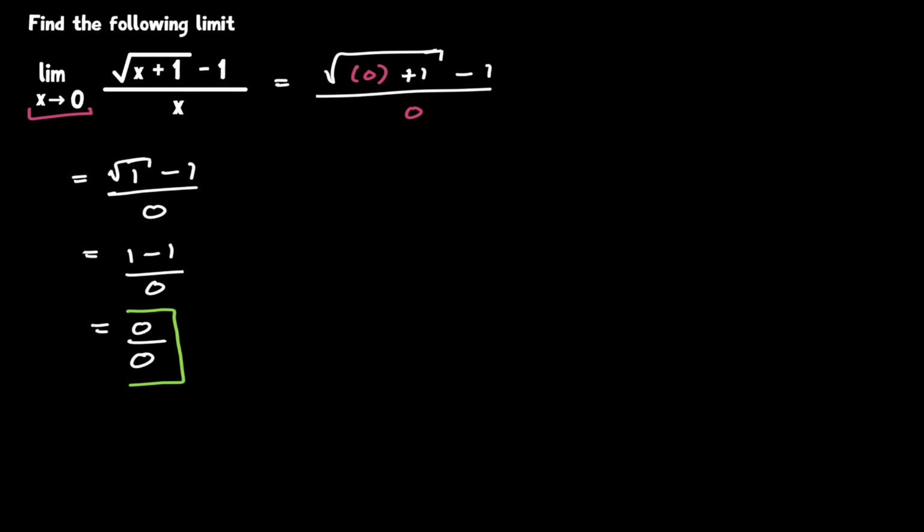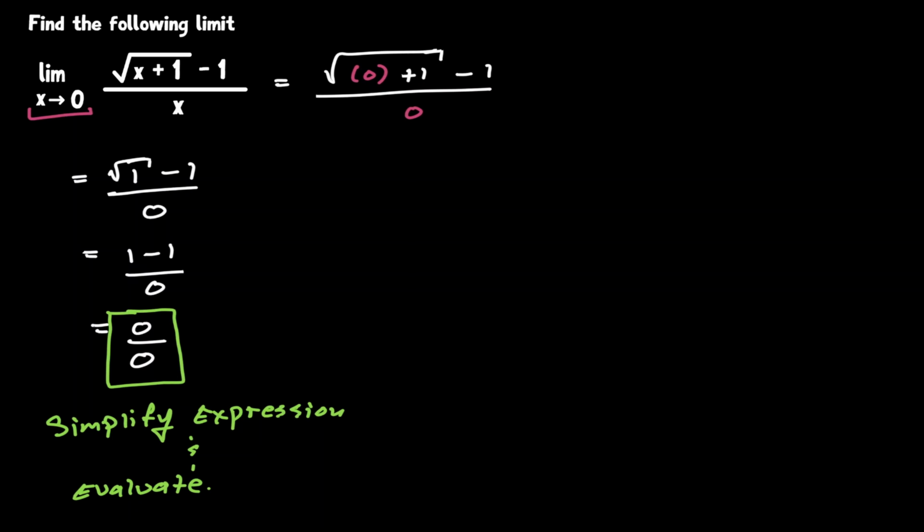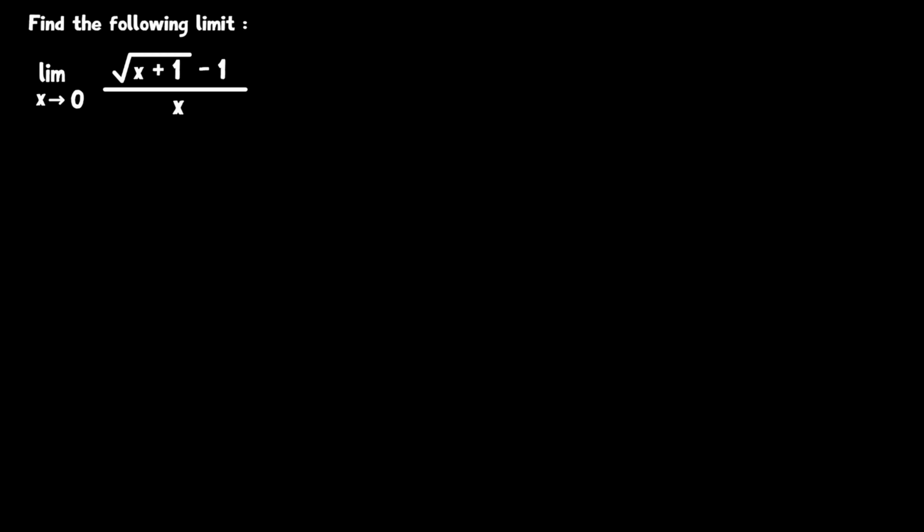Anytime that we have a result of 0 divided by 0 after an evaluation, we have to simplify the expression, and then we're going to evaluate it again. So let me erase our evaluation, and now let's talk about how we can simplify the rational expression. The denominator, there's nothing that we can do about it. It is just an expression. There's nothing to simplify there.